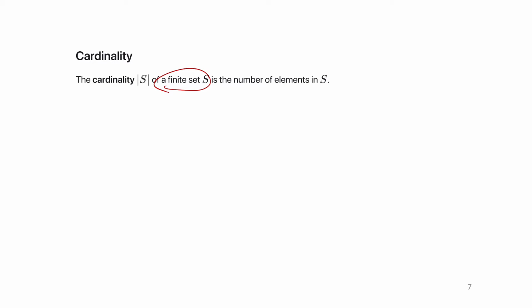Right? So let's just do an example just to do it. Suppose A is {0, 1, 2, 3, 4, 5}. What's the cardinality of A? 6, right? Because there's 6 elements in it.